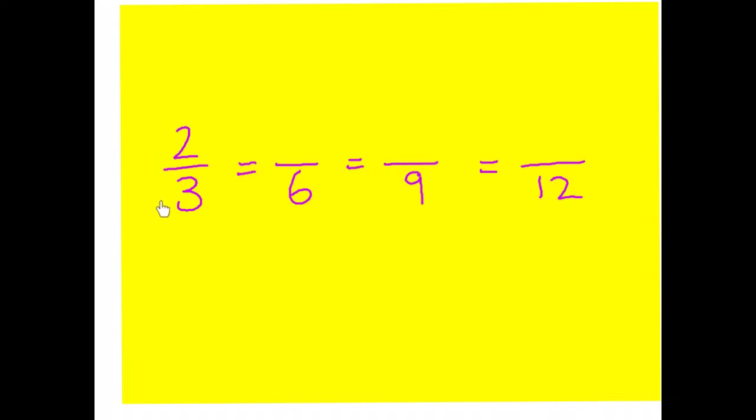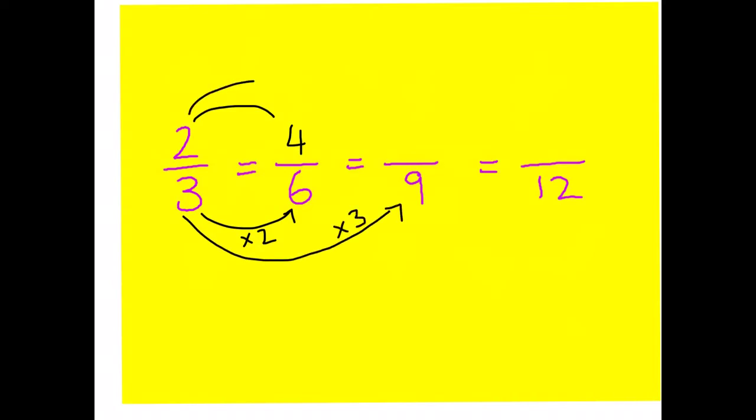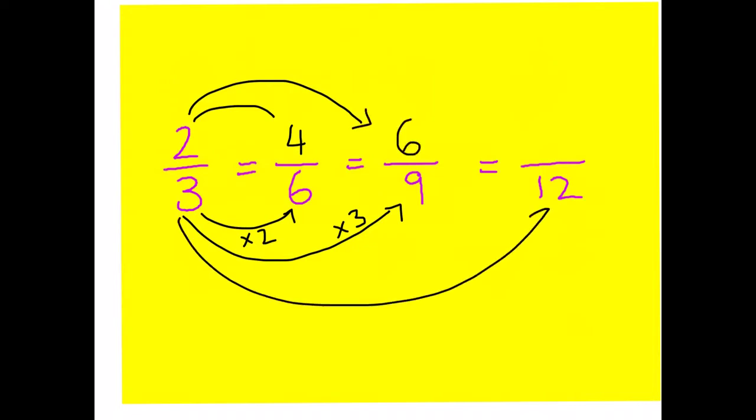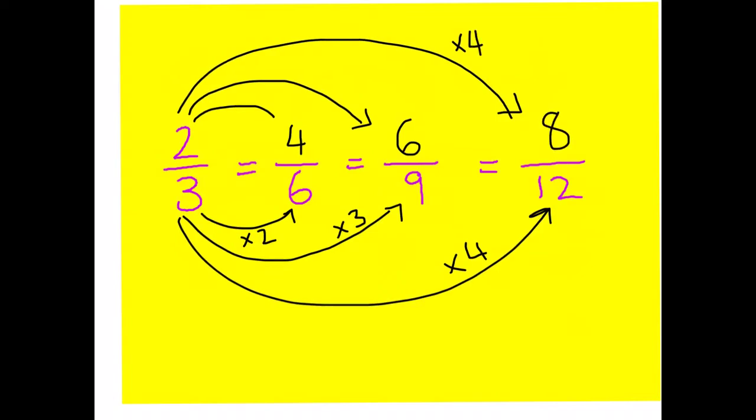In this question we have to work out what fractions are equivalent to 2/3. I'm going to put it into 6ths, 9ths and 12ths. To get from 3 to 6, I've doubled it, so I times it by 2 and must do the same to the top. To get from 3 to 9, I've multiplied it by 3, so again I do the multiplying of 3 by 3 to the top. To get from 3 to 12, I've multiplied it by 4, so I must multiply my top by 4 also to give me 8. So 2/3 is equivalent to 4/6, equivalent to 6/9, which is equivalent to 8/12.